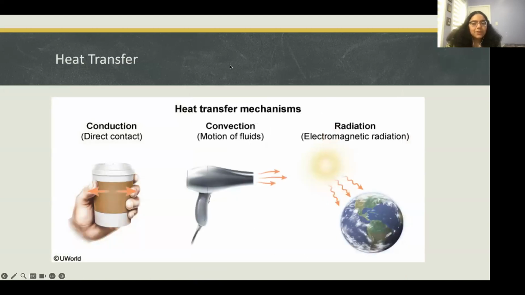For heat transfer, the three types are conduction through contact. Convection is the motion of fluids. A fluid is a liquid or a gas. So it could be air, or it could be like if you're boiling water, there's convection through there. Conduction to the pot on the stove, but then convection within the water. And there's radiation, such as the sun's heat that we get.